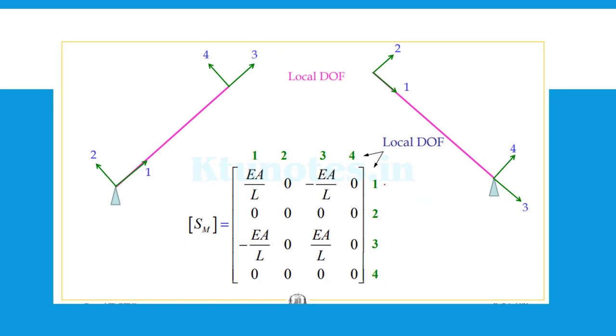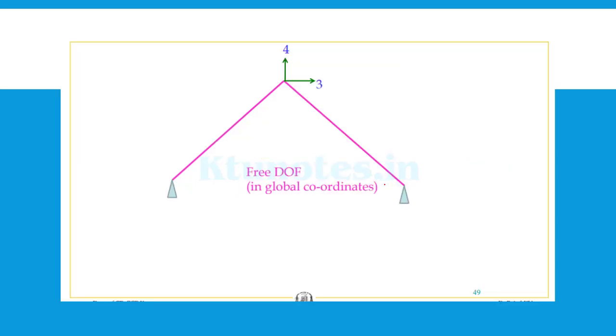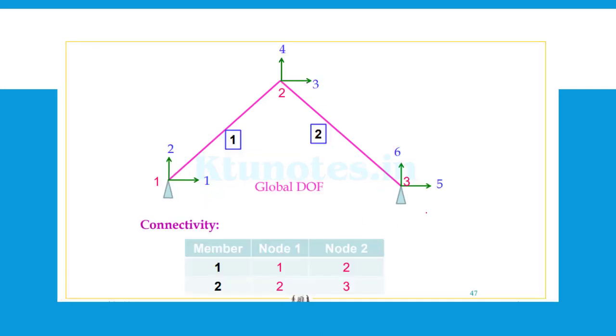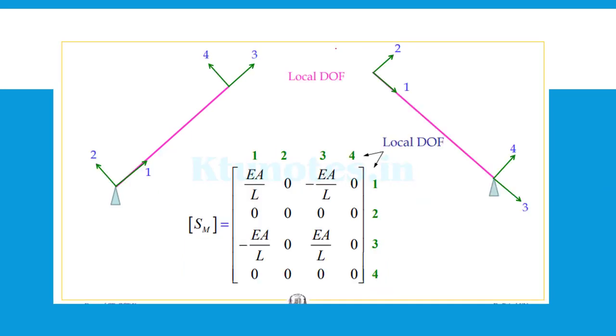As marked here, and you know the individual member stiffness matrix element, Sm, is equal to this value in general. This will be the free degrees of freedom in global coordinates. So there will be deflection at 3 and 4, the others being supports. The support won't allow any horizontal or vertical movement. So out of the global coordinates 1, 2, 3, 4, 5, 6, only 3 and 4 will have values. So 1, 2 and 5, 6 can be skipped at the initial stage itself.